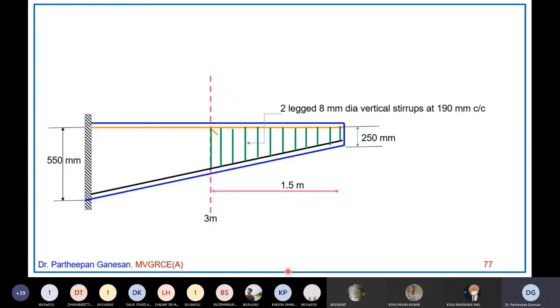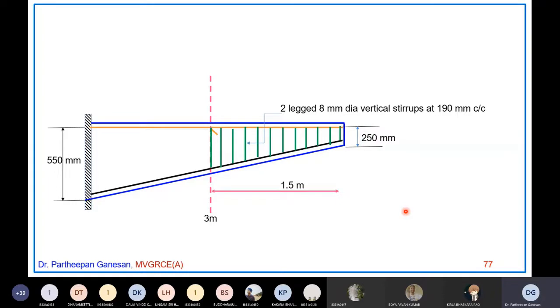Is that clear? Any doubt? Anybody? Anybody have any doubt? Okay. Okay, this is all about the design of shear reinforcement.